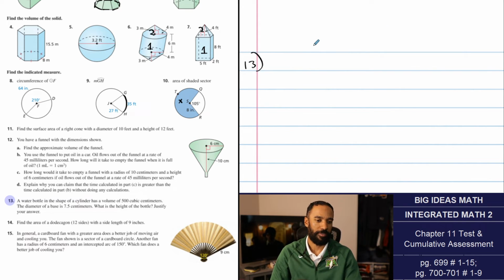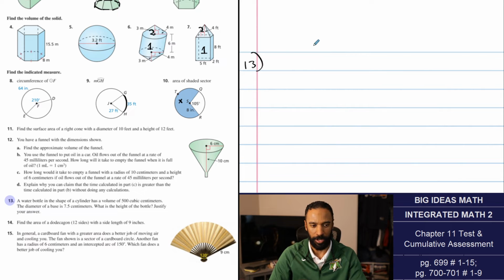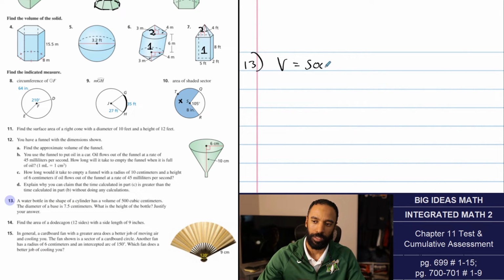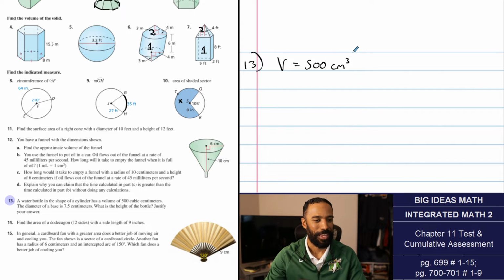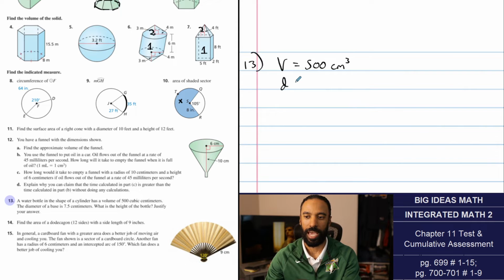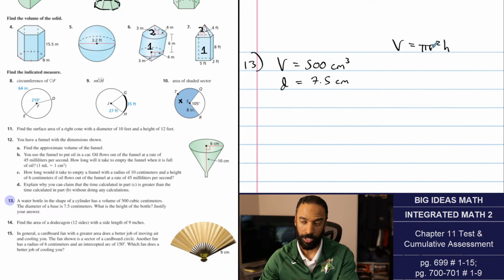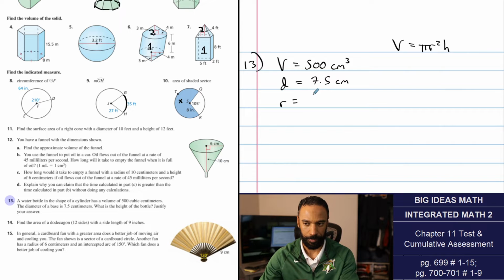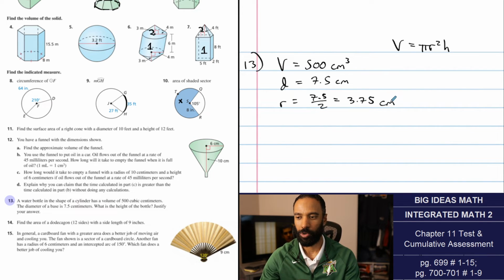A water bottle in the shape of a cylinder has a volume of 500 cubic centimeters. So milliliters, right? The diameter of the base is 7.5 centimeters. What is the height of the bottle? Justify your answer. Diameter is 7.5 centimeters. As we know, volume is area of base times height. This base is pi r squared. It is a cylinder, so we have a circle. That means we need to find the radius. Half of 7.5 is 3.75. So we have a 3.75 centimeter radius.